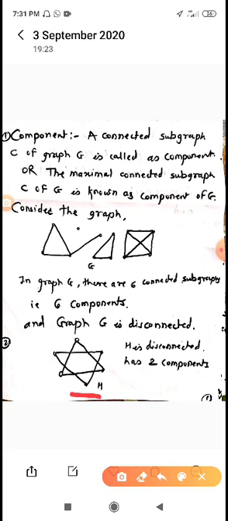Now we calculate how many components are in graph H. Since this graph is connected, and also this graph is connected, these two are components, and hence graph H has exactly 2 components. Okay.